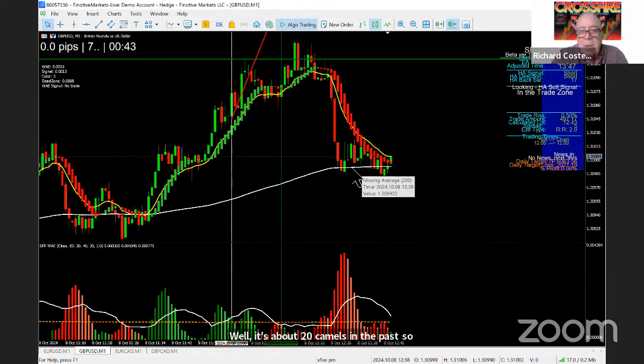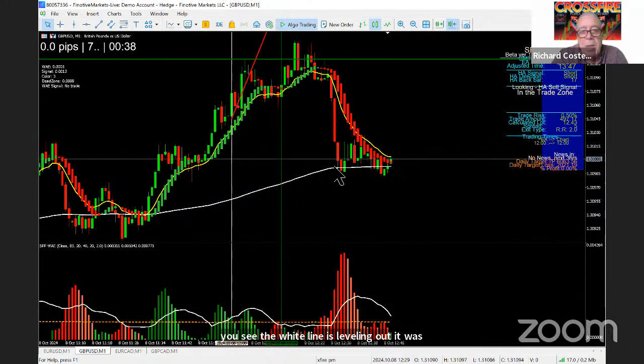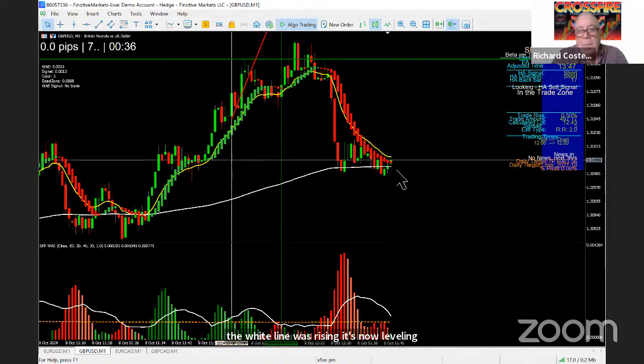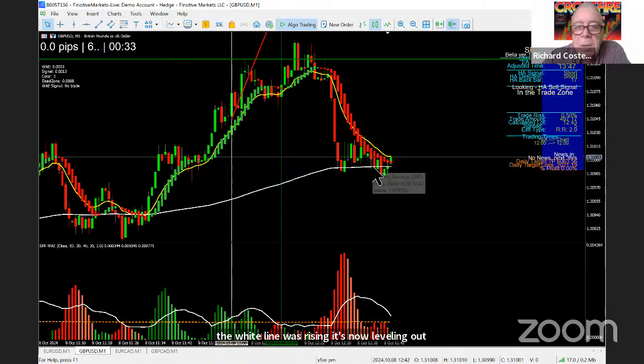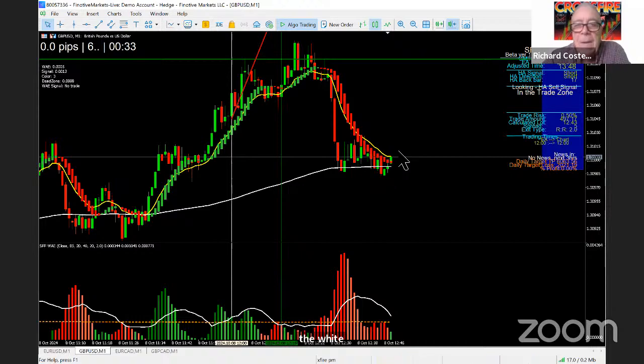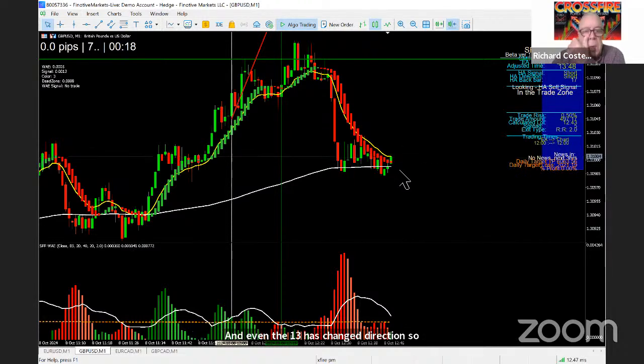But I've got a feeling, you see the white line is leveling out. The white line was rising, it's now leveling out. So there's probably not going to be a lot of movement. Price has gone below the white 200 moving average, and then it's changed direction, and even the 13 has changed direction. So that's possibly not going to go any further down. And the water atta is definitely telling me to keep out.